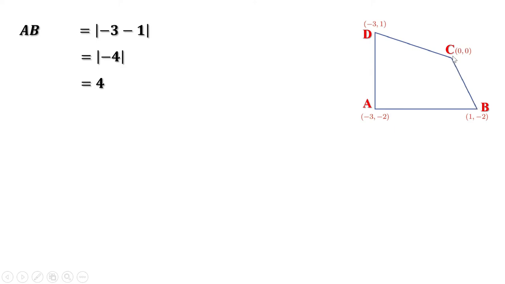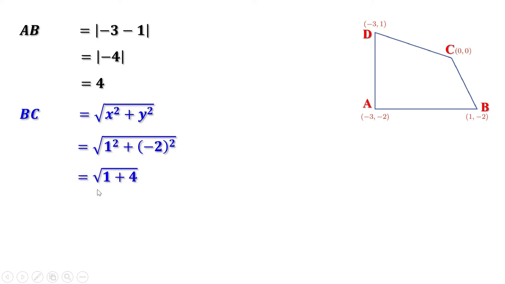Now let us find the length of the side BC. C is the origin. Therefore, BC is the distance from the origin to the point 1, -2. We know the distance from the origin to the point x, y is the root of x square plus y square. Here, BC is the distance from the origin to the point 1, -2. Therefore, BC is the root of 1 square plus -2 square. 1 square is 1 and -2 square is 4. So this can be written as the root of 1 plus 4, and 1 plus 4 is 5. Therefore, this can be written as root 5. That means the length of the side BC is root 5 units.